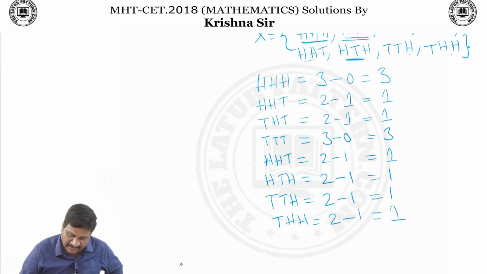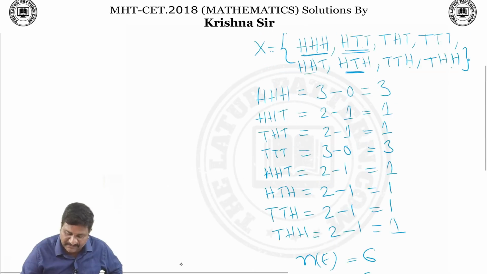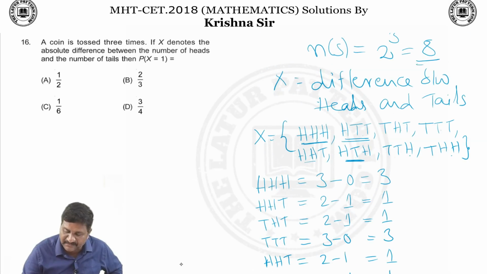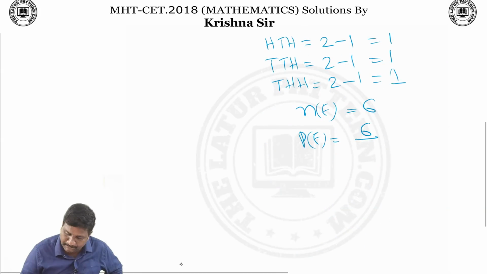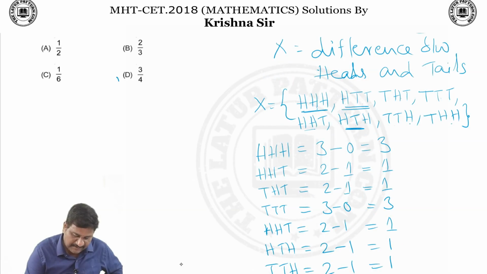So the number of ways, n(E), is equal to 6. Therefore the probability of this event is n(E) over n(S), which is 6 over 8. That is 2, 3, 2, 4, so the answer is 3 upon 4, that is option D.